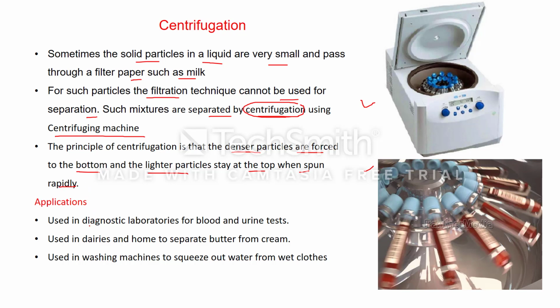Applications of centrifugation: it is used in diagnostic laboratories for blood and urine tests, and in dairies and homes to separate butter from cream. You can see this in your kitchen. Your mother can separate butter from cream by using this technique. It is also used in the washing machine to squeeze out water from wet clothes. For what purpose is the spin tub used? To squeeze out water. In the spin tub, wet clothes are spun rapidly to squeeze out water.